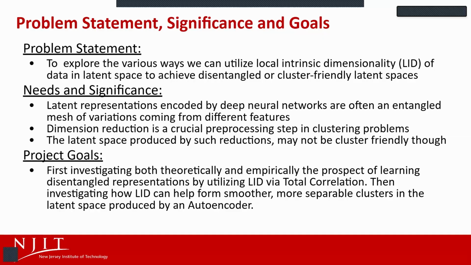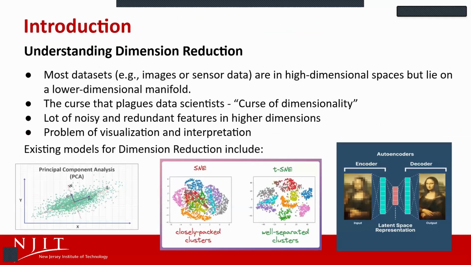So, the project goal is to investigate both theoretically and empirically the prospect of learning disentangled representations by utilizing LID via total correlation. Then investigating how LID can help form smoother, more separable clusters in the latent space produced by the autoencoder. Now, let's look at how dimension reduction works and why we need dimension reduction.